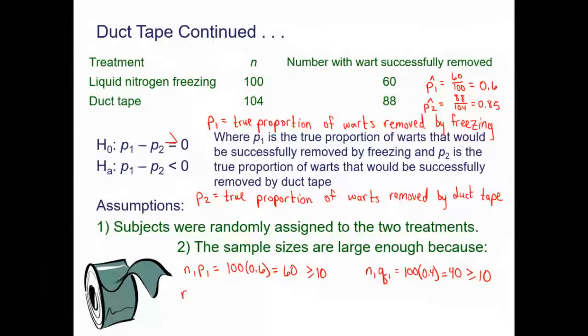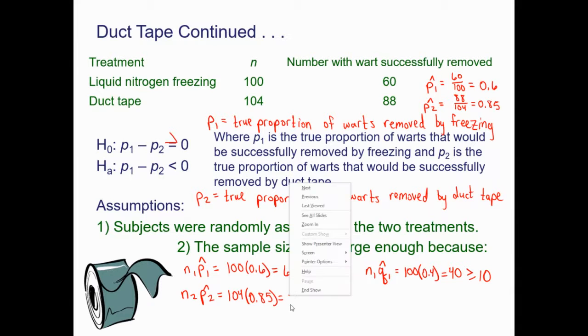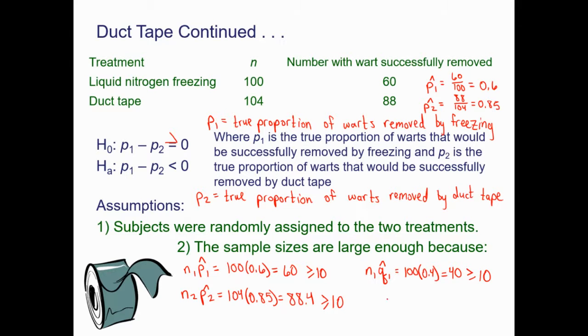Now let's check the second population. N2 times, sorry, these should be hats right here. N2 times P hat 2. So 104 times 0.85. That gives you, yep, it's roughly 88. We rounded this 0.85, so it's going to come out to 88.4, but yes. If we wouldn't have rounded, it'd be exactly 88, which is bigger than 10.